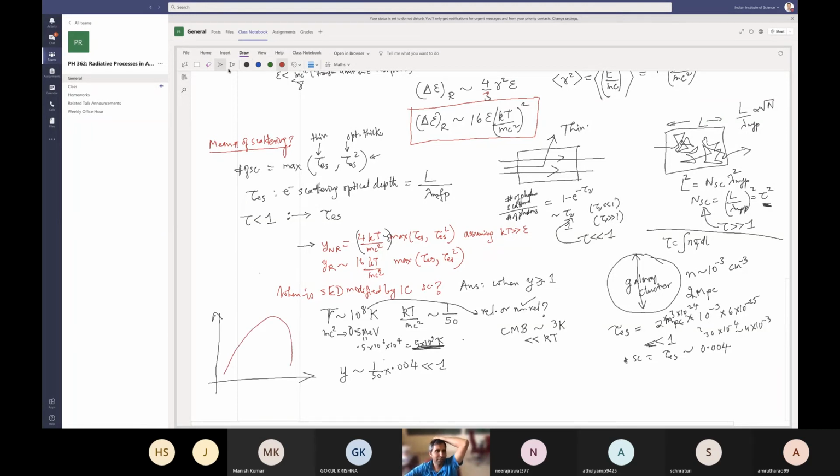Oops, sorry, not a good drawing. So again, a log-log plot.